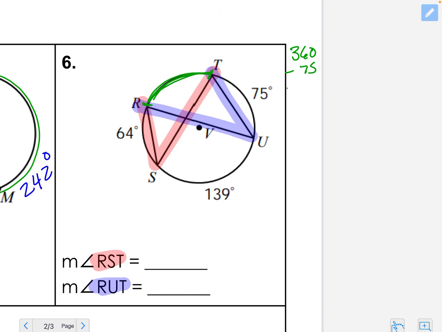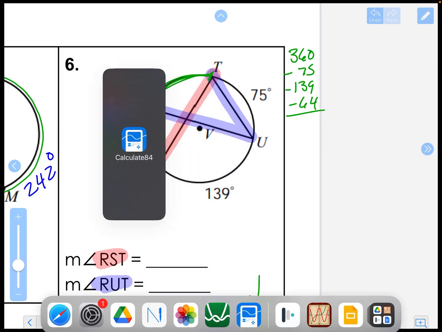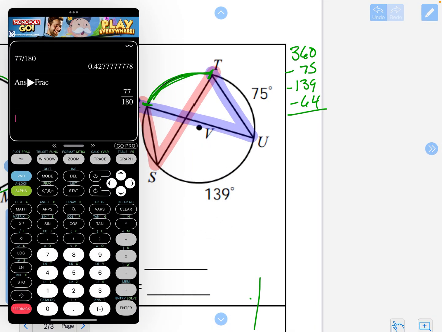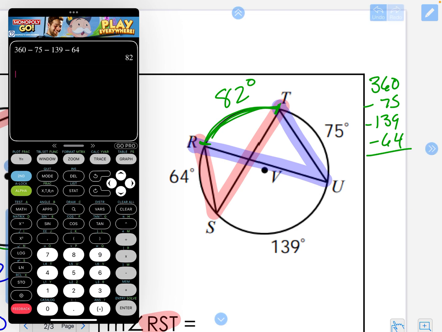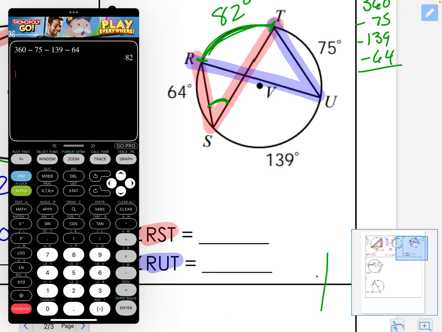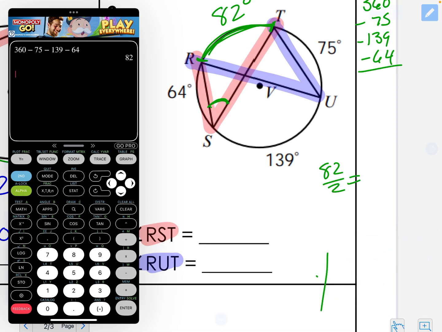So again, all of our arcs are going to add up to be 360 degrees. So we need to minus 75, minus 139, and minus 64. I'm going to bring out my calculator real quick to make this math a little bit easier on me. So 360 minus 75 minus 139 minus 64 gets us 82. So this arc is 82 degrees. So the angle of my intercepted arc is going to be half. So I'm going to take 82, divide it by 2, and I should get 41 degrees.